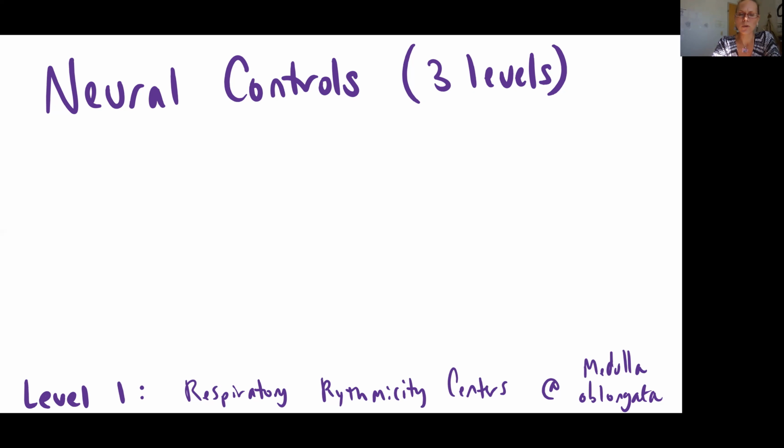The first level is going to be the most primitive level, and this is described as our respiratory rhythmicity centers. So we have 2 different collections of neurons that are going to be involved in coordinating our inhales and our exhales. These are located at the bottommost part of the brainstem, so the most primitive part, the medulla oblongata.